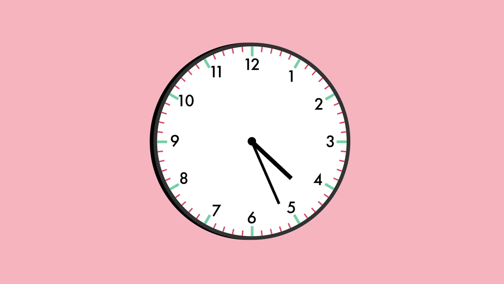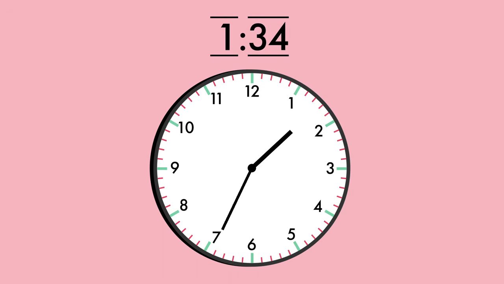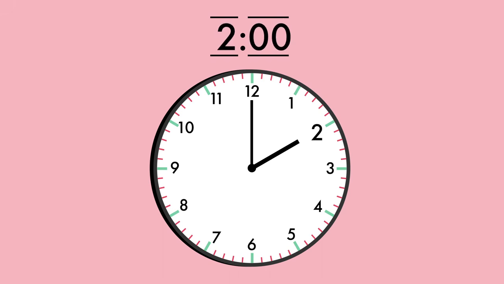The hour hand will only point directly at a number when the minute hand is on 12. At all other times, the hour hand will be somewhere in between two numbers. This means that if the hour hand is between the 1 and the 2, it is 1 something, meaning it could be 1:15, 1:34, or 1:55. But once the minute hand reaches 12, the hour hand reaches 2, and then it's 2 o'clock.